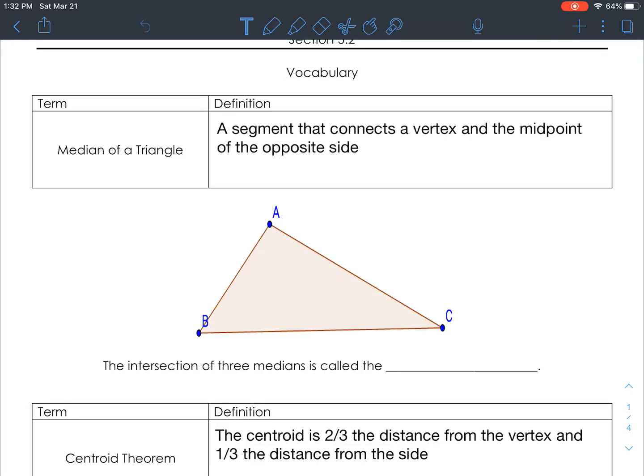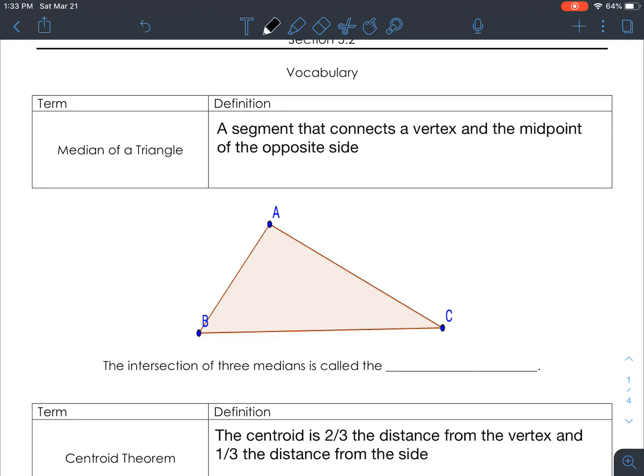All right, guys, we are back with section 5.2, and I think I have some good news for you in the fact that this section is not nearly as involved as section 5.1 with the amount of vocab. But what we are talking about are, once again, these special segments within triangles.